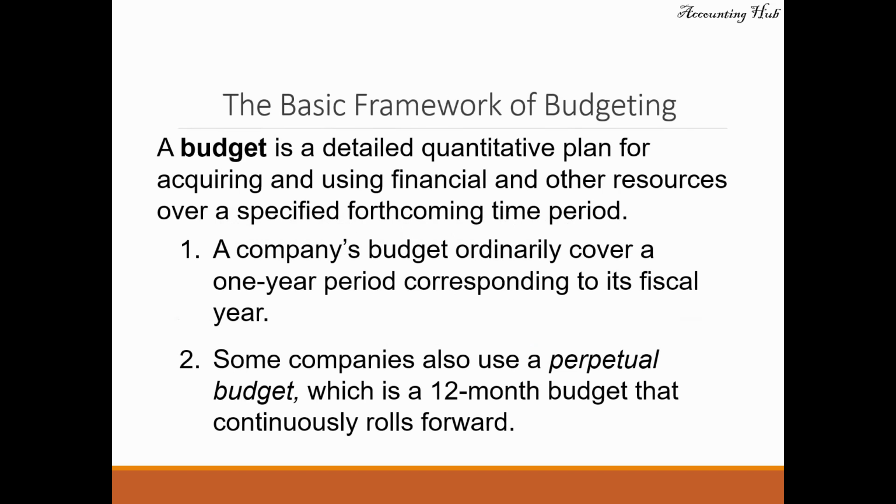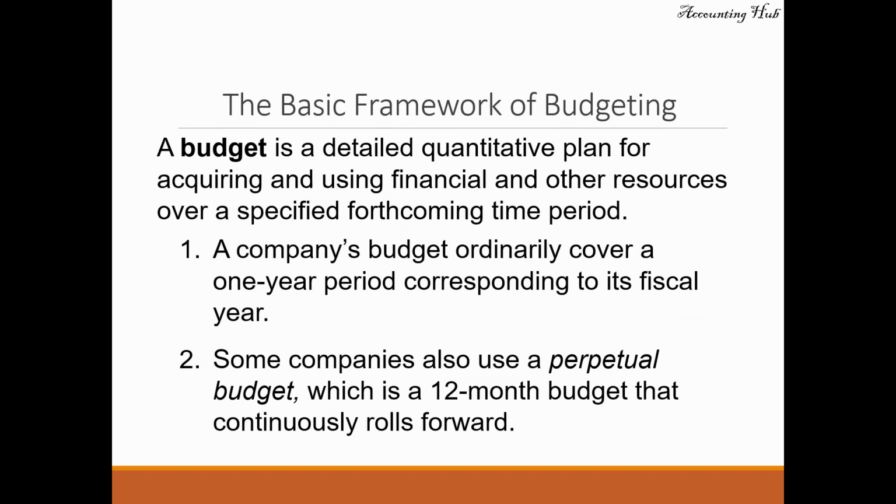So first of all, a budget is a detailed quantitative plan for acquiring and using financial and other resources over a specified forthcoming time period. A company budget ordinarily covers a 1 year period corresponding to its fiscal year, usually from January to December. However, some companies also use a perpetual budget, which is a 12-month budget that continually rolls forward.